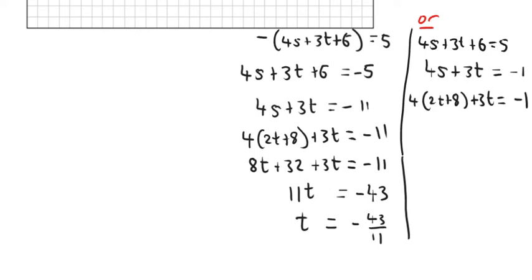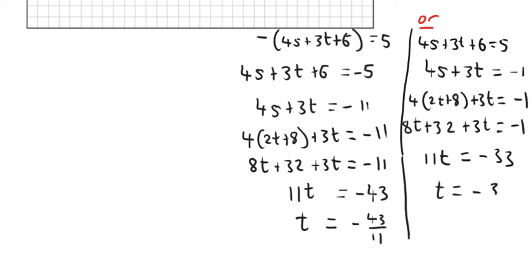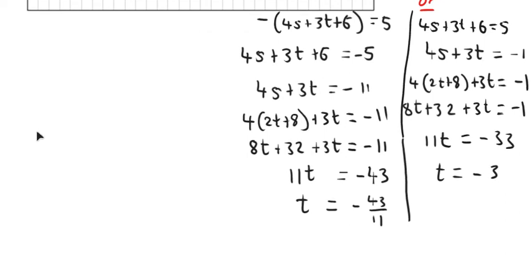The other side then, we get 8t plus 32 plus 3t is equal to minus 1. So 11t is equal to minus 1 take away 32, which would be minus 33. So this is working out a little bit nicer, so t is equal to minus 3. We divide across by 11. So we've got two values for t here.